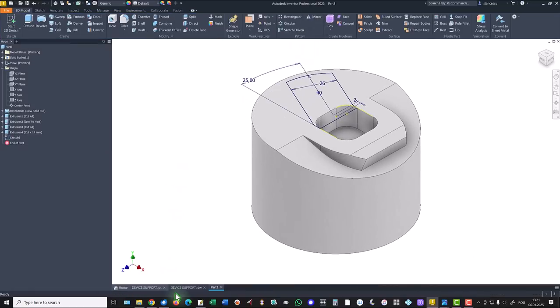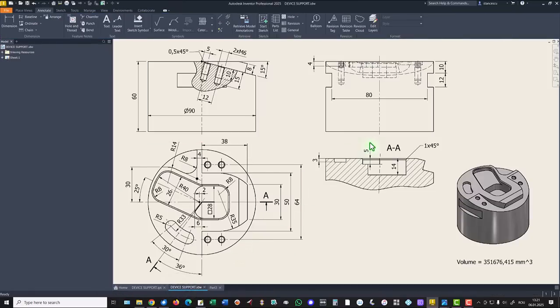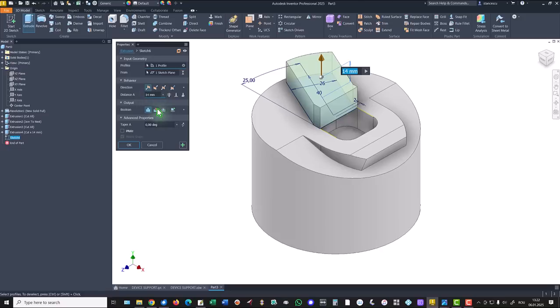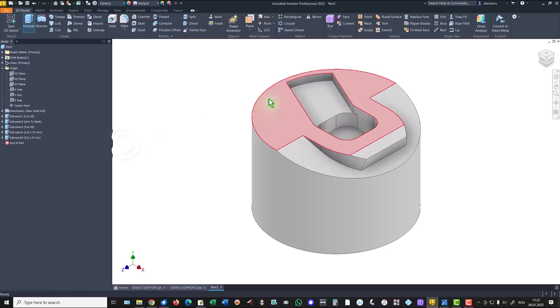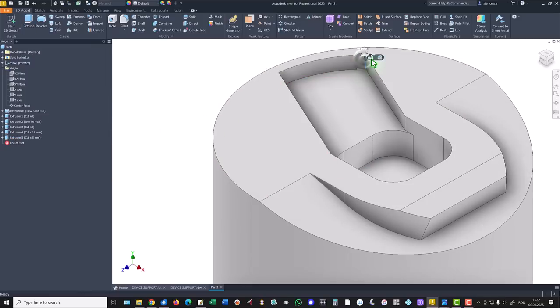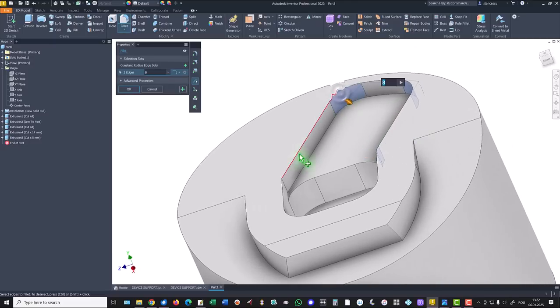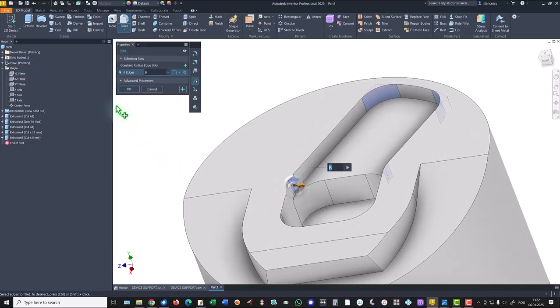Finish sketch. Let me see what is the depth. 5 millimeters is the depth of this new feature. Extrude with cut on 5. Okay. Fillets. Radius 8. Also 8. 4 corners we have here. Okay.